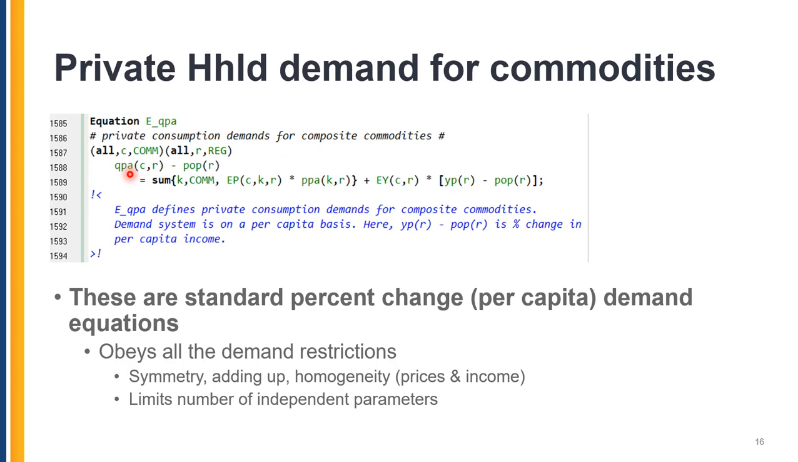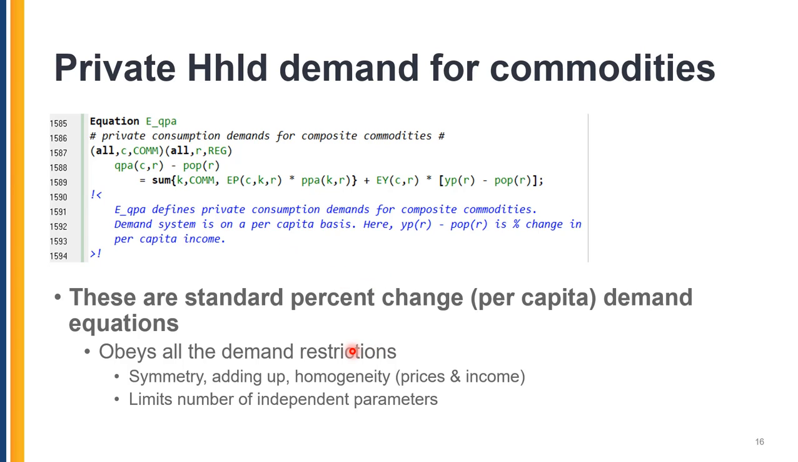We already looked at this equation as the price effects, the income effects, and here it says that it defines the private consumption demand for composites. And then, of course, the left is the percentage change in per capita income. So these are standard equations. They look like we expect, and it's worth noting if you went and did your sort of symmetry or adding up or homogeneity in prices plus income check on these elasticities, they should hold up.